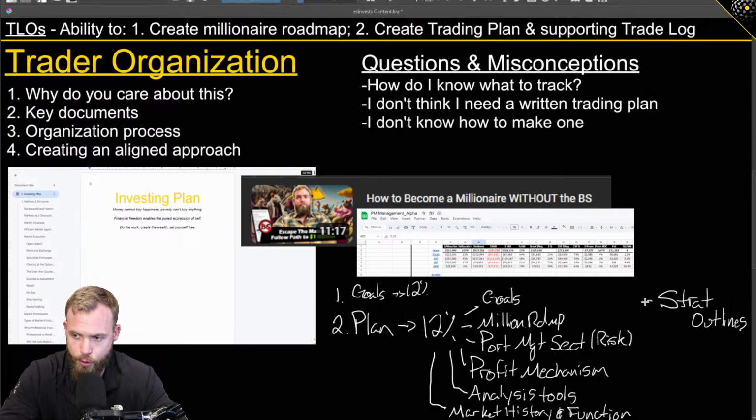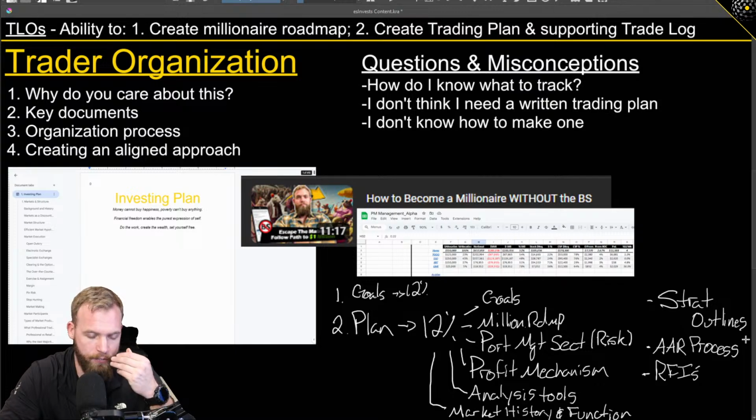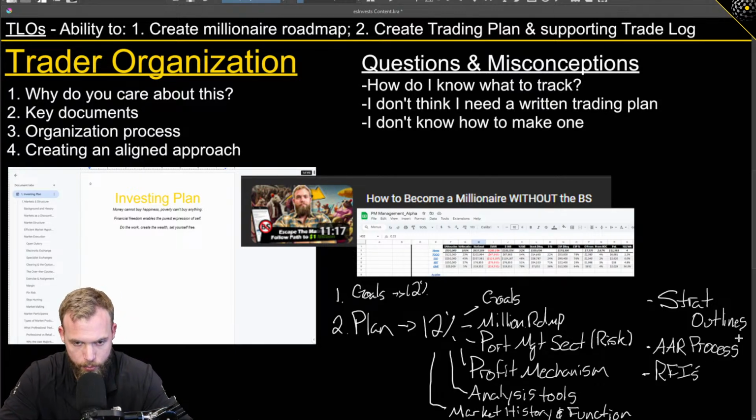And then after strategy outlines, we should have some sort of AAR process. And we should have RFIs. AAR is after action review. This is another military term, but this is when after we conduct an operation, we conduct a mission, we look back over it and we say, how did it go? So we need to have an AAR process to do that literally for our performance.